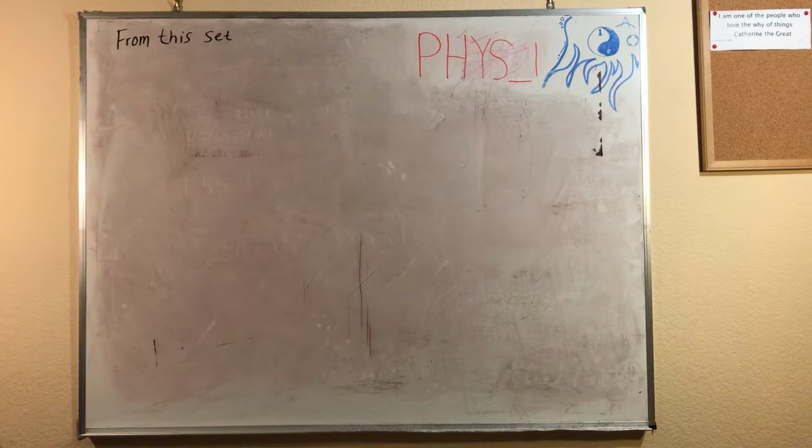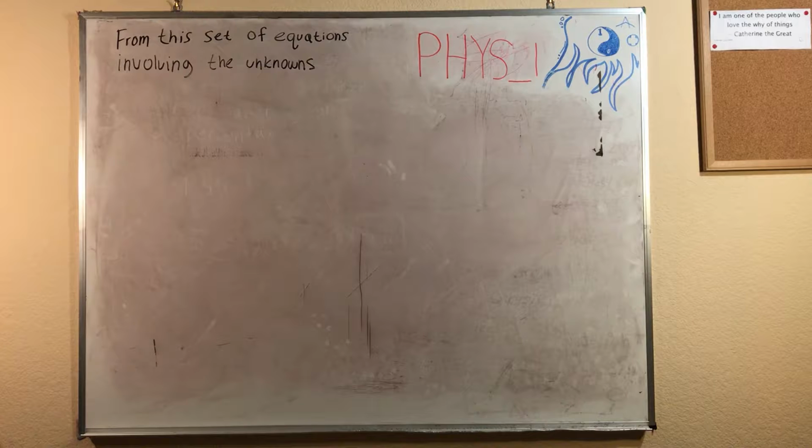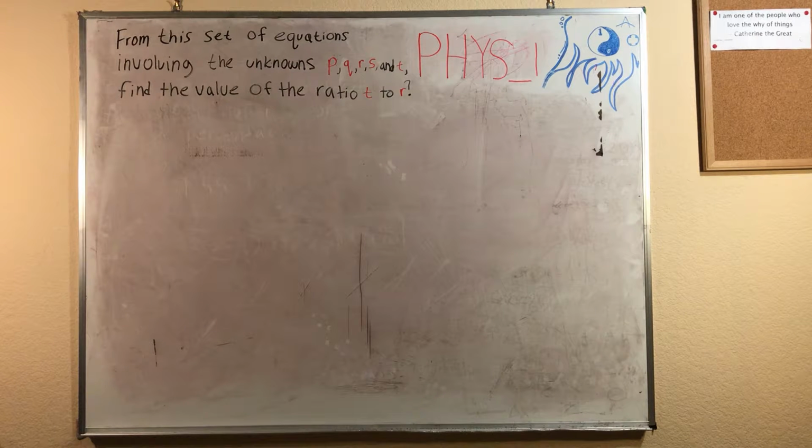Today is going to involve multiple equations and finding and solving a ratio between them. Let's jump into reading the question. From the set of equations involving the unknowns p, q, r, s, and t, find the value of the ratio of t to r. So the question is asking to find a ratio between t to r.